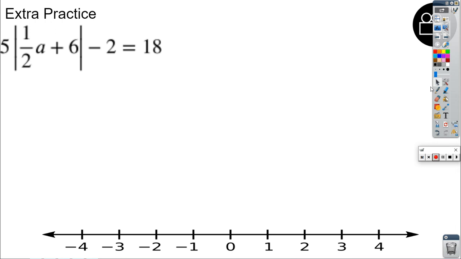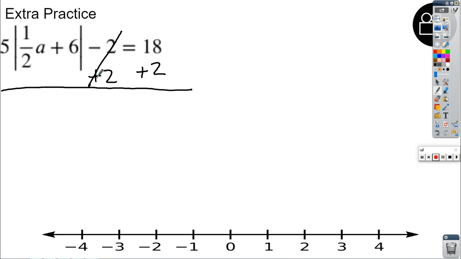Alright, so this is our extra practice video, so if you want to work on this, you can follow along with me so you can see if you're doing these steps correctly. So the first thing, I have my absolute value. I'm going to get rid of this negative 2 first, because 5 is really close to the absolute value symbol, so I'm going to do this part as our first step.